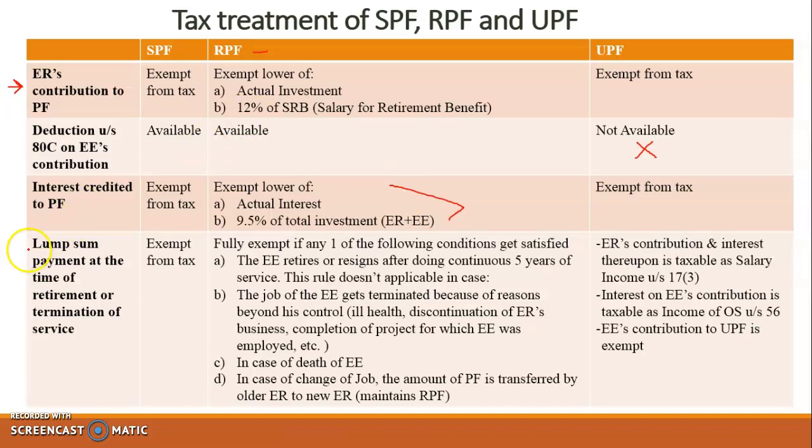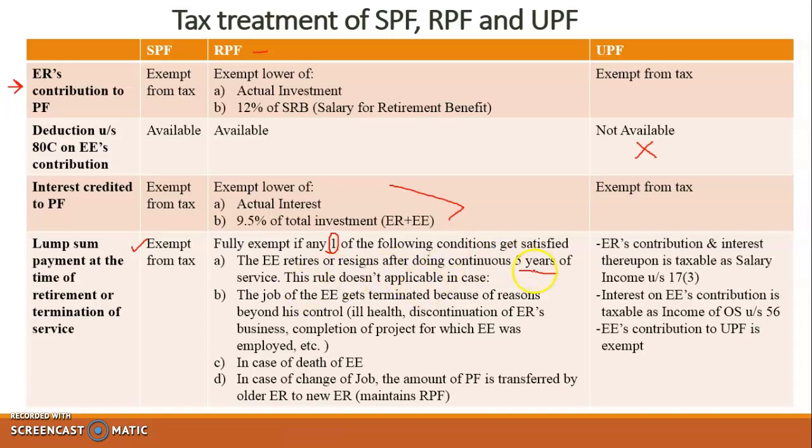Okay. And the last one is lump sum payment at the time of retirement or termination of services. So SPF के केस में तो directly exempt है कि चाहे आप termination लो, आप resignation लो, चाहे retirement लो, it will be exempted. But in case of recognized provident fund, it will be fully exempt if any one of the following conditions are satisfied. क्या conditions है? That the employee retires or resigns after doing continuous service of 5 years. Okay, so अगर वो continuous service कर रहा है 5 years की, then whatever amount he is getting after the resignation or the retirement, it will be exempted.